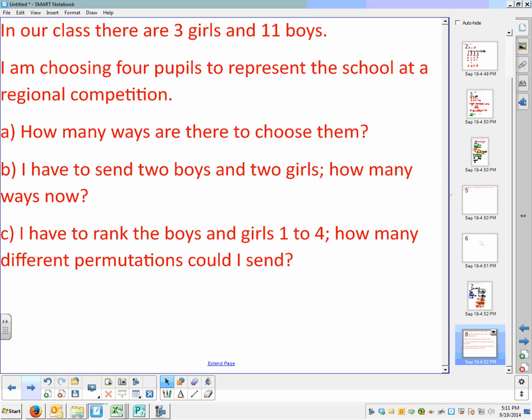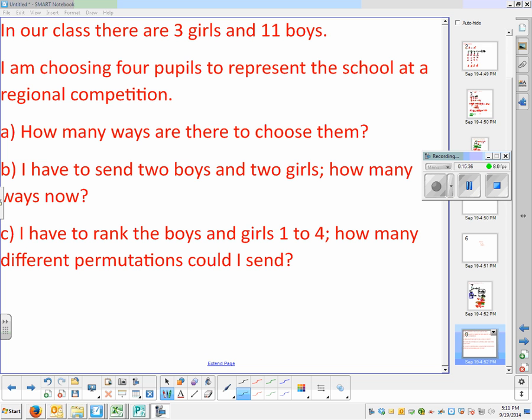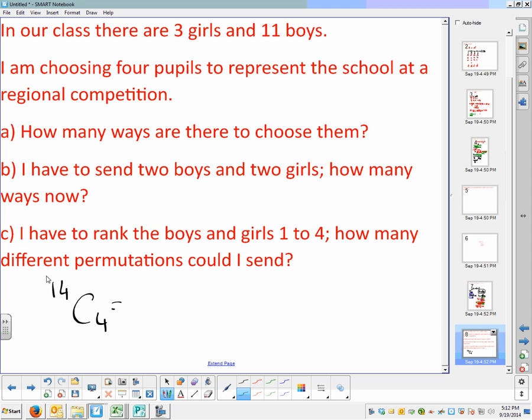I'm going to do a very quick problem because I've been talking for a long time. So I've got 14 pupils. How many ways are there to choose 4 from 14? Well, 14 choose 4. 14 choose 4 is 14 factorial over 10 factorial times 4 factorial from our formula from before.